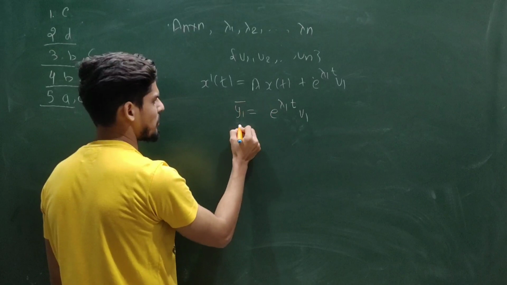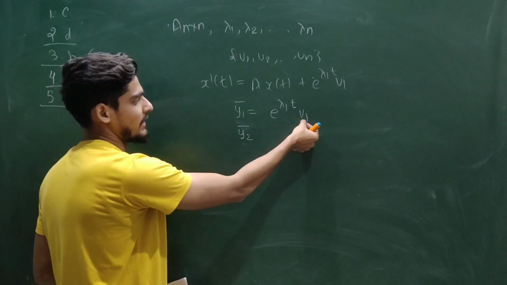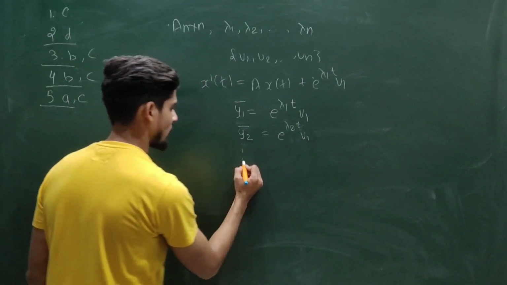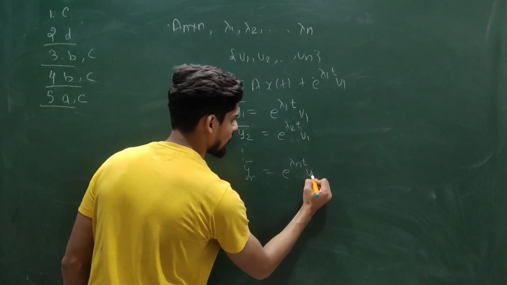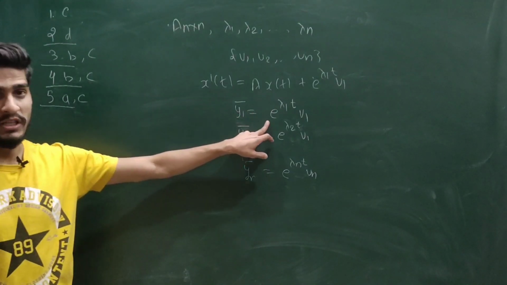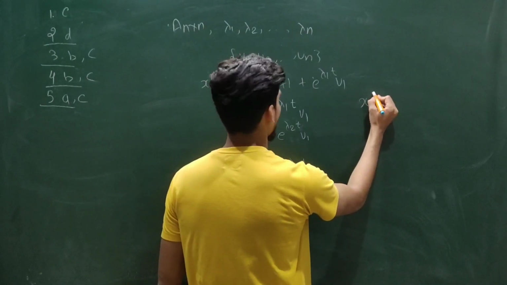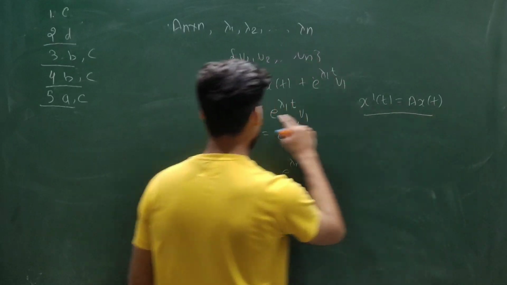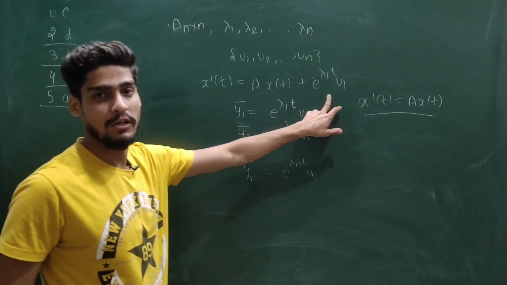Let me treat this as a bar, because the bar looks good for the vector format, since v1 is a column vector in Rn. This is e^(λ2 t) v2, up to y_n bar, e^(λn t) vn. This is my solution for the homogeneous part, when you have the problem x'(t) = Ax(t). So this is a solution of this format, but I want to find the solution of the non-homogeneous part also.